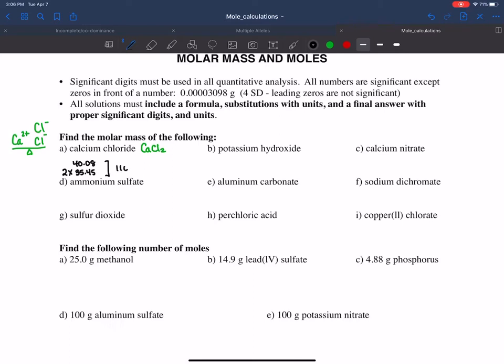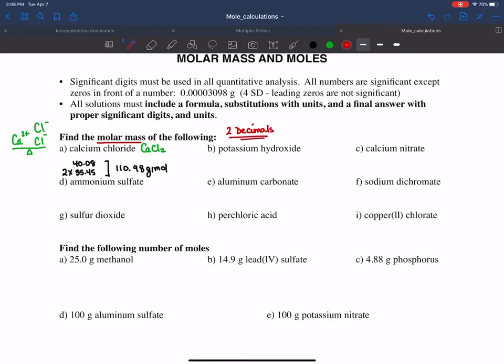My answer here is 110.98 grams per mole. And always when it comes to molar mass, we'll always have 2 digits after the decimal. Okay, so it always has 2 decimals.